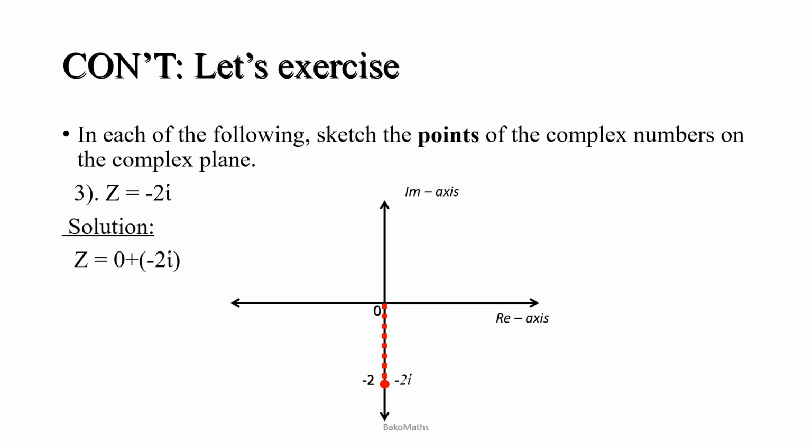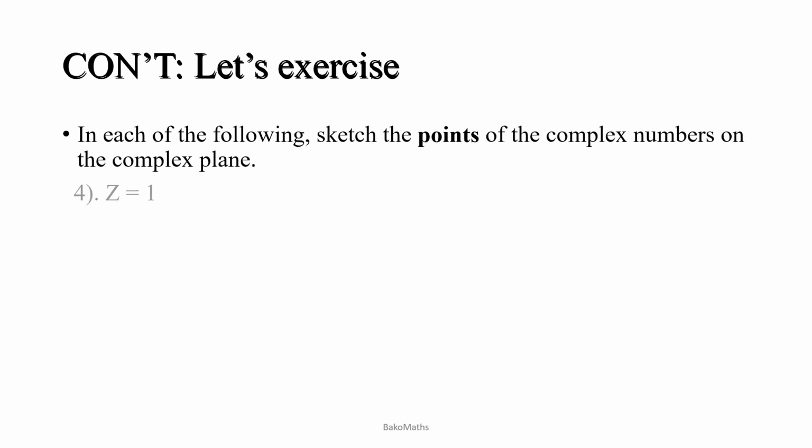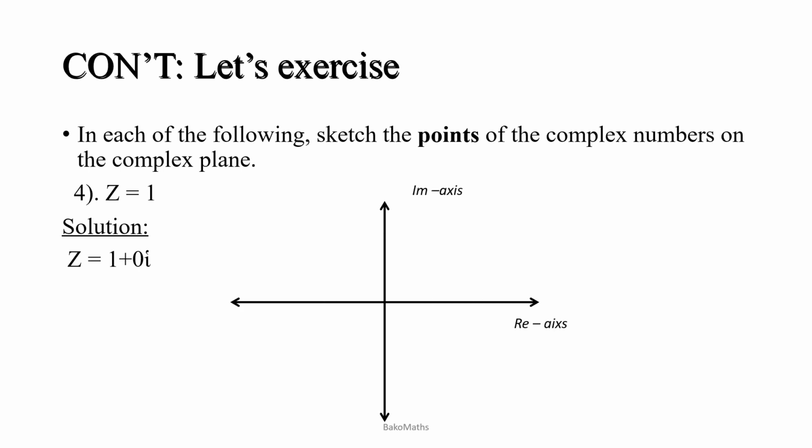We continue with our fourth example, and we have z equals 1. This can be written as z equals 1 plus 0i, knowing well that our real part is 1 and imaginary part is 0. So we draw our real and imaginary axis. We label on the real axis as 1 and then the imaginary axis as 0. We draw a dotted line from 0 up to where 1 is, and then we indicate our point and write our given complex number beside it. We move on with the next set of examples.